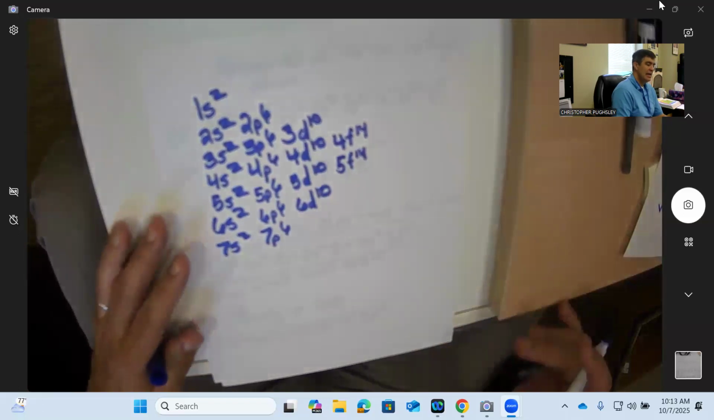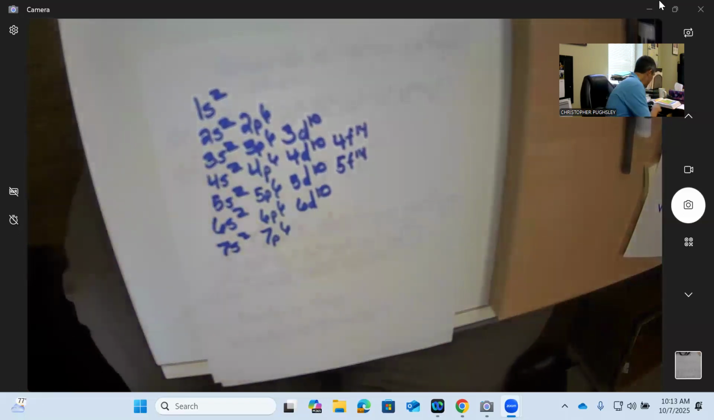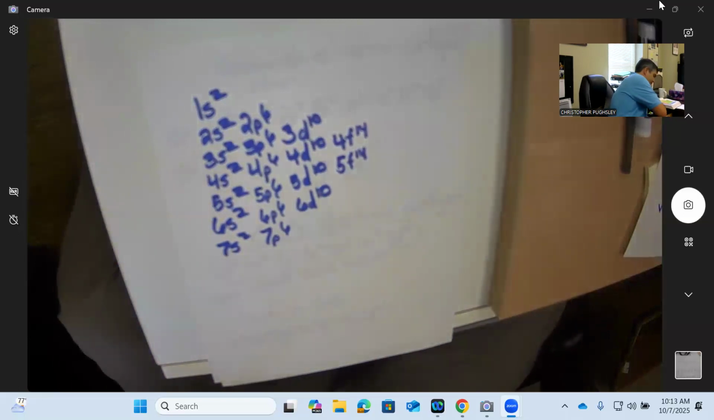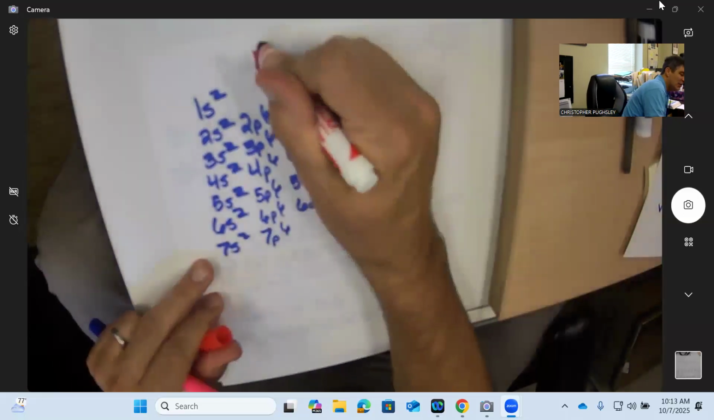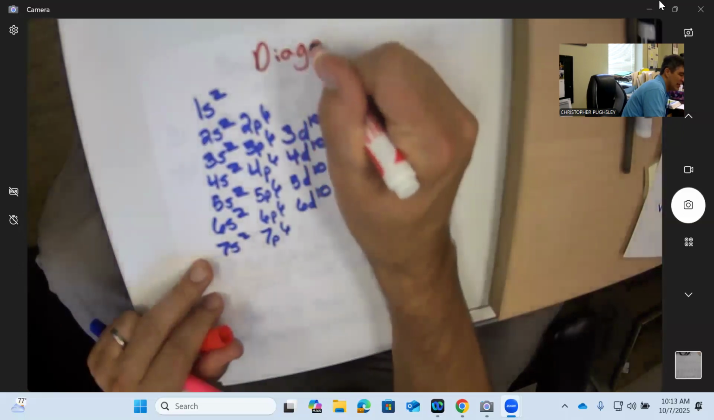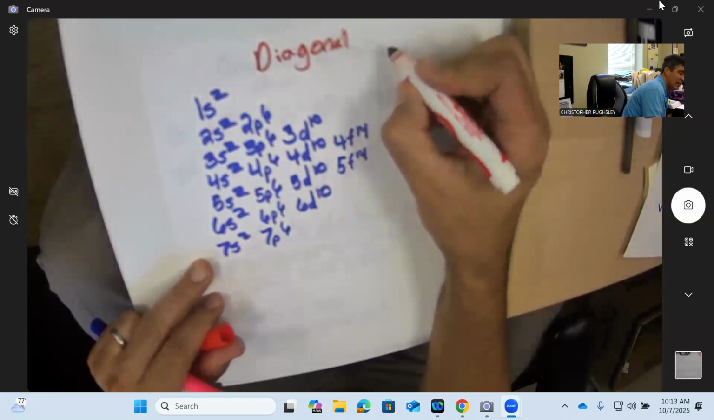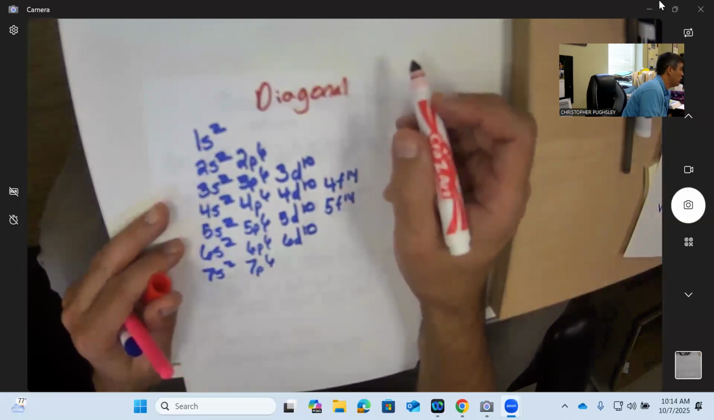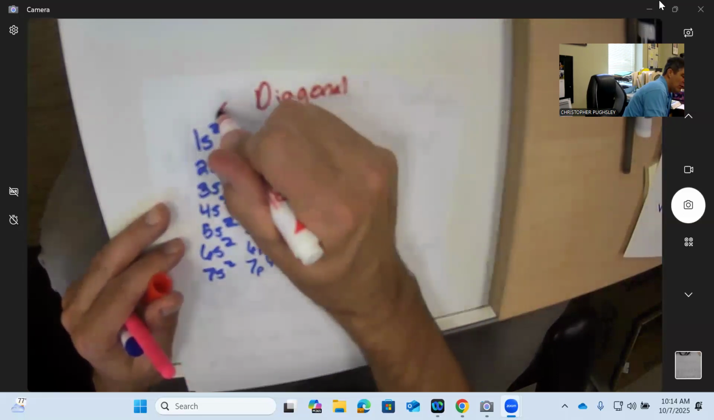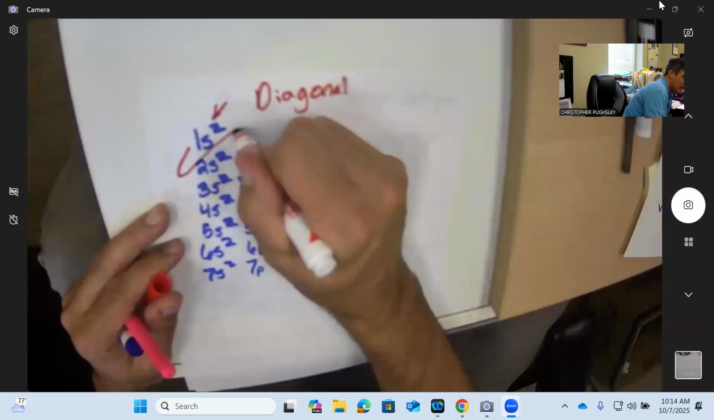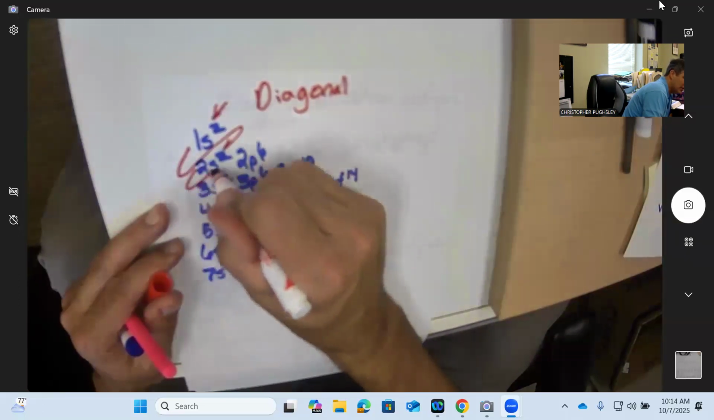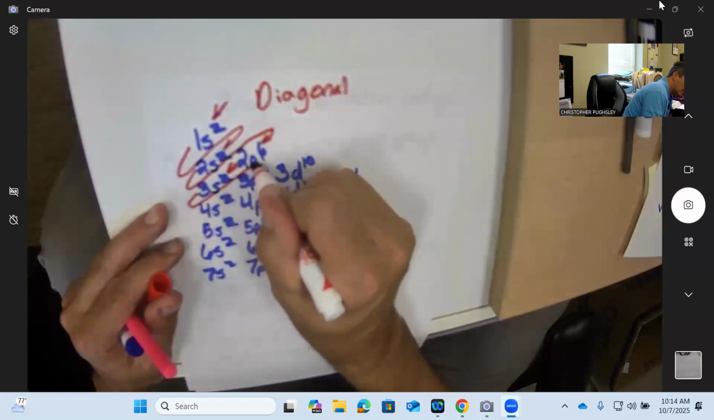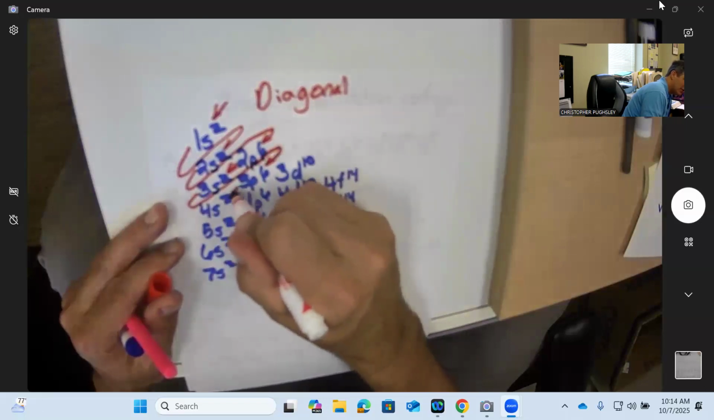And the order of this goes like this. It's called the diagonal rule. The reason it's diagonal is because it tells the filling level, which orbitals fill, which are lowest energy. This is the lowest energy. This is the next lowest energy. This is the next lowest energy. This is the next lowest energy.